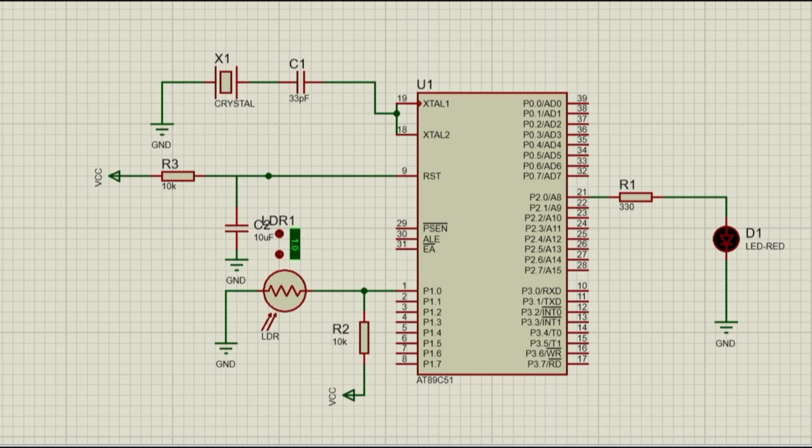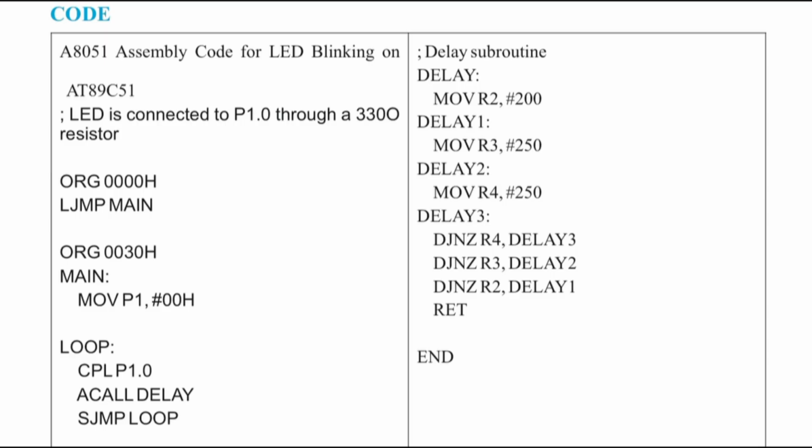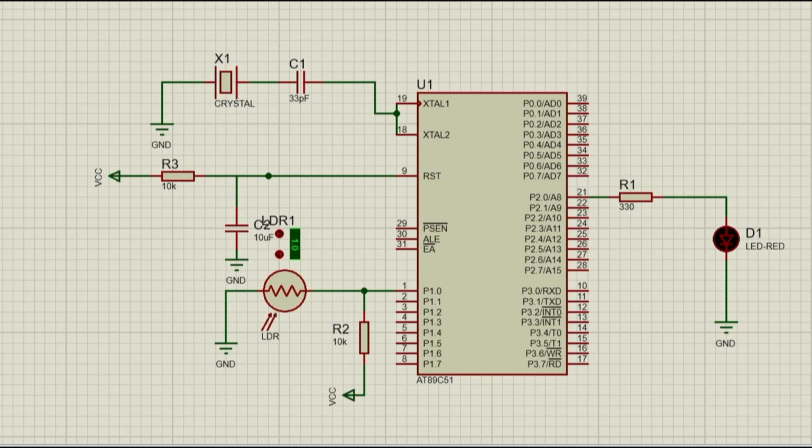Our project is an automatic light sensor using the 8051 microcontroller. This is the code for the project. Now let us discuss the circuit. The components here are AT89C51, crystal oscillator, resistor, capacitor, LDR and LED. Now let us go with the connections.